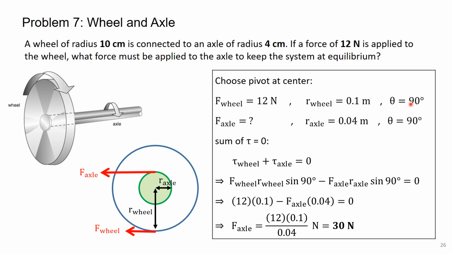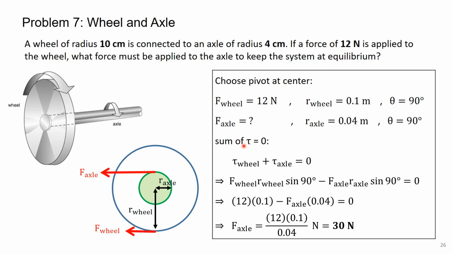And the angle must be 90 degrees because the force is tangential and the radius is the radius, and the radius must be perpendicular to the tangent, okay? And the force of the axle is what we're trying to find, and the radius of the axle is 4 centimeters, which is 0.04 meter, and theta is 90.